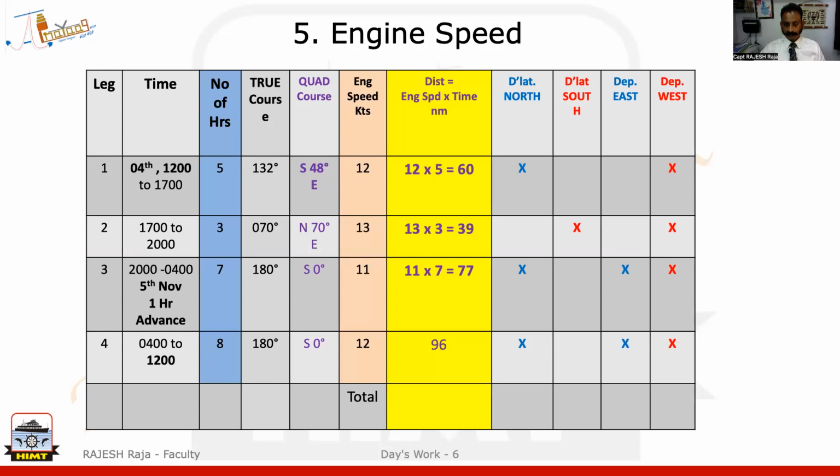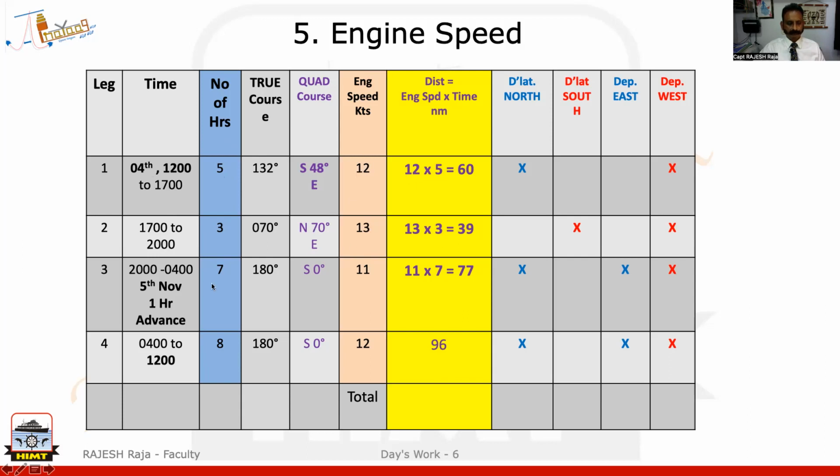The basic table is still the same. What is new in this engine speed principle is that for each leg, I need the number of hours. So I've written the number of hours. Please look at that engine speed column. The blue column is the number of hours in the duration, and then I have engine speed. The first one is 5 into 12, which is 60 nautical miles. The second one also is pretty simple.